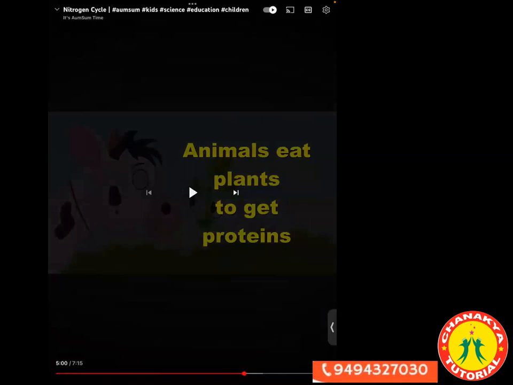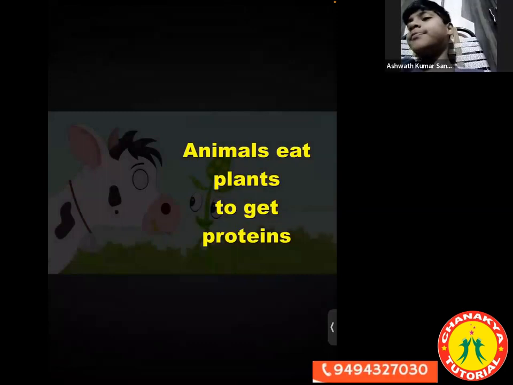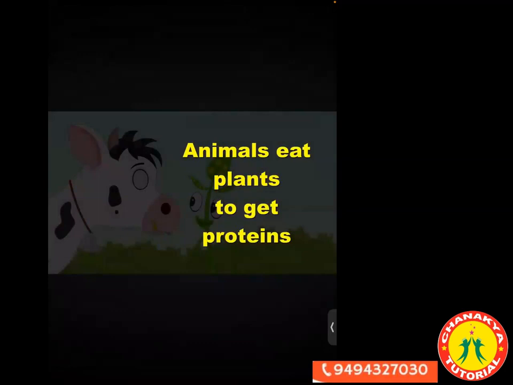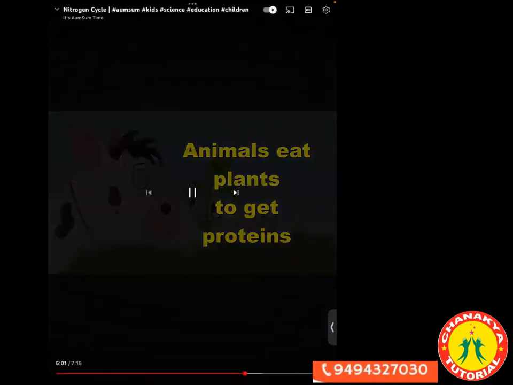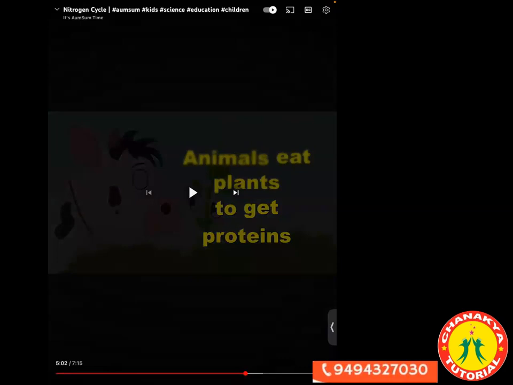Now, indirectly what happens? The plants are making the protein, and the plants also have the nitrates in the body. Now these plants are eaten by whom? They are eaten by the animals, right? So directly or indirectly, the animals are also taking the nitrogen compound in their body. And after eating, what does the animal release? Excreta. Very good, Ashwant. They release the excreta.